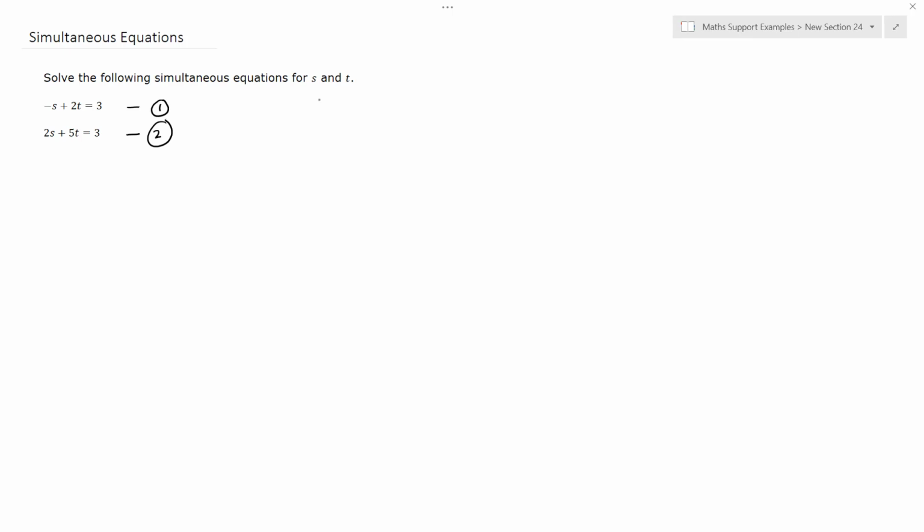Let's take equation number 1. We have minus s plus 2t is equal to 3. We need to rearrange this for either s or for t, and in my opinion it's easier to rearrange for s. If I add s to both sides, I get 2t is equal to 3 plus s, and I therefore see that s is going to be equal to 2t minus 3, which we get if we take away 3 from both sides.